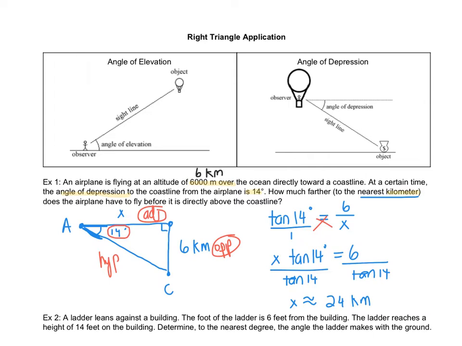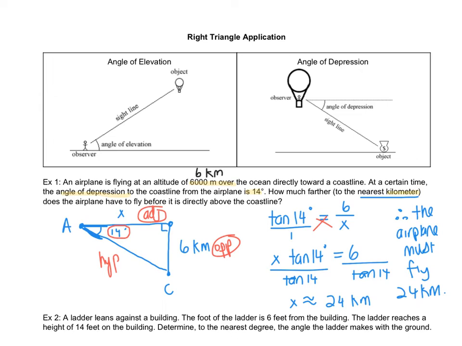So now we can write our therefore statement. Therefore, the airplane must fly 24 kilometers to be directly above the coastline.